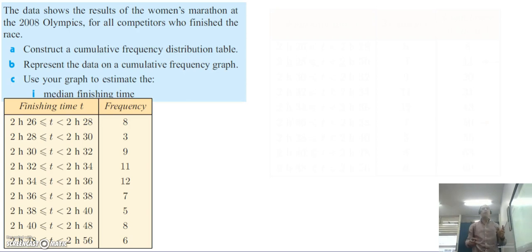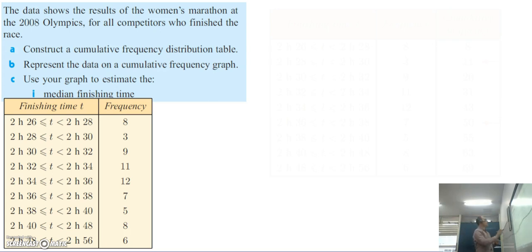In this video we're looking at cumulative frequency graphs. So we've got an example where the women's marathon at 2008 Olympics and they've grouped the data of their finishing times. So we're going to construct a table and then a graph.